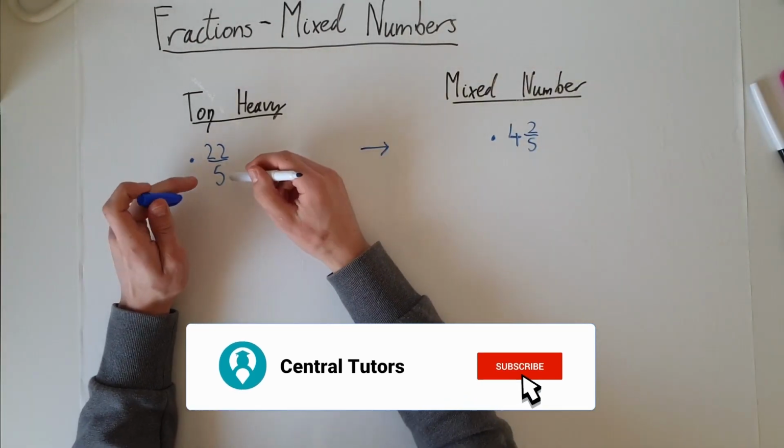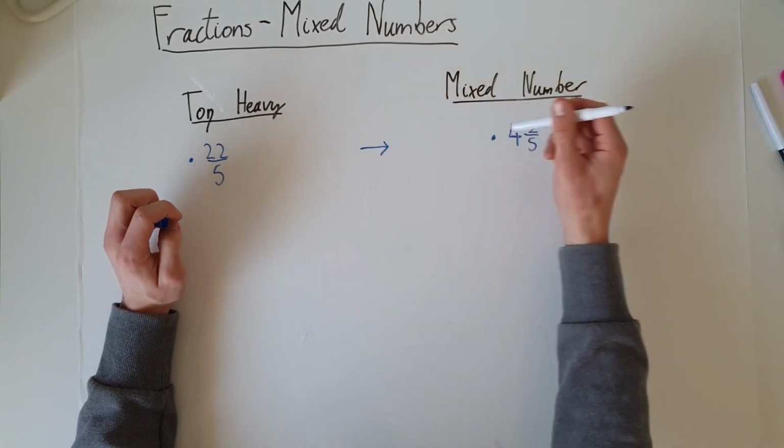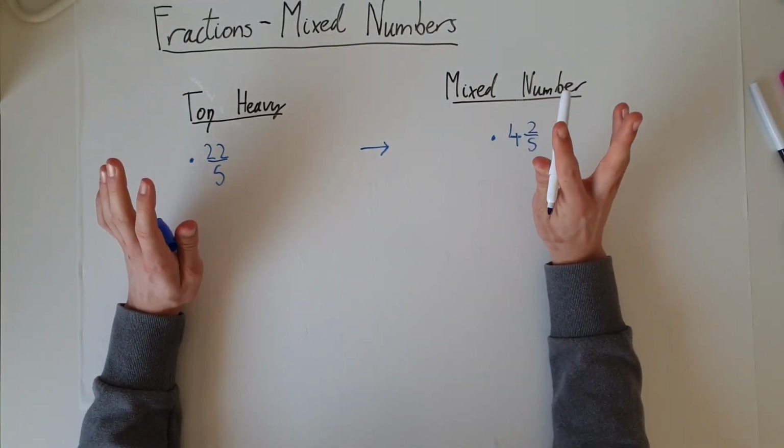Find out how many times the denominator goes into the numerator as a whole number, find what your remainder is, and put that over the denominator as your remainder. And that's it. Fairly simple.